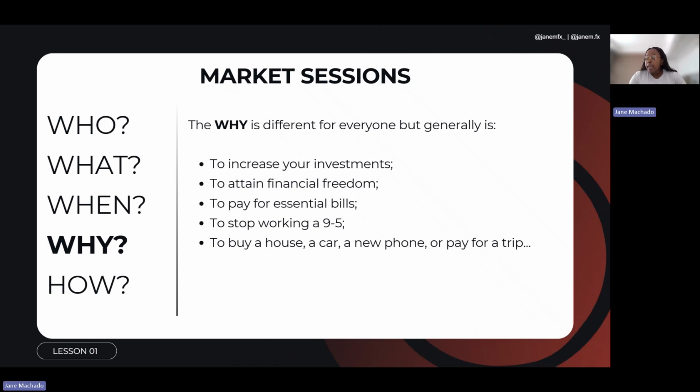What is your why? Why do you want to start trading? Okay? You want to increase your investments. You want to retire your mother, your father. You want to give a better life for your children, for your brothers and sisters. Okay? What do you want? You want to make more money for your wedding.